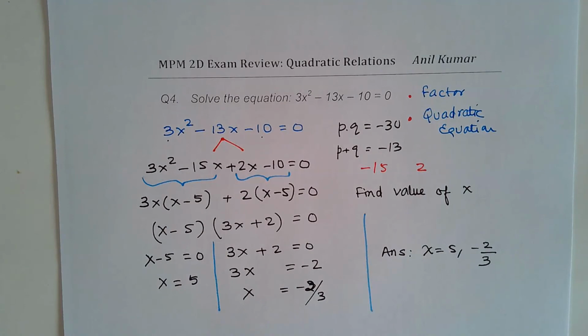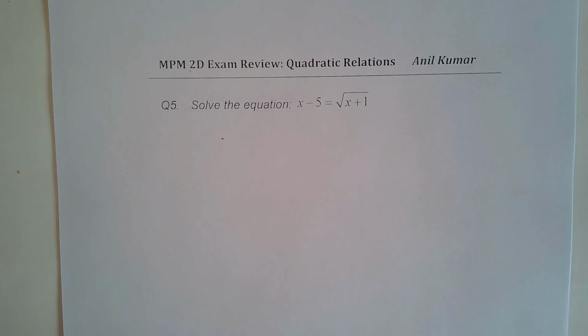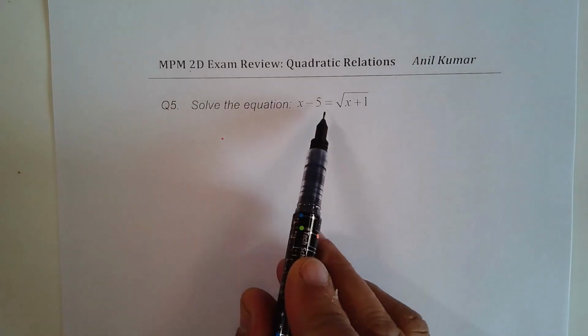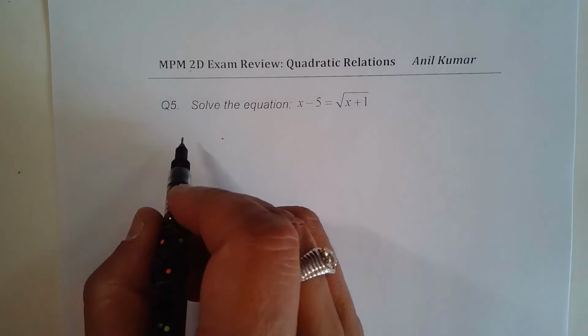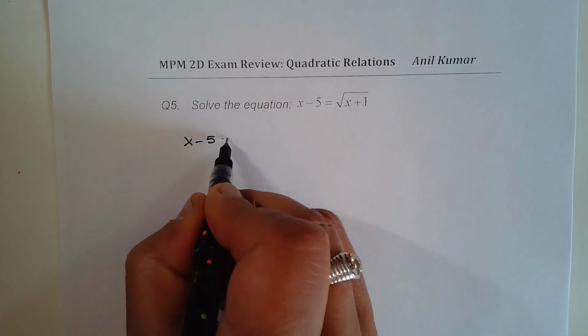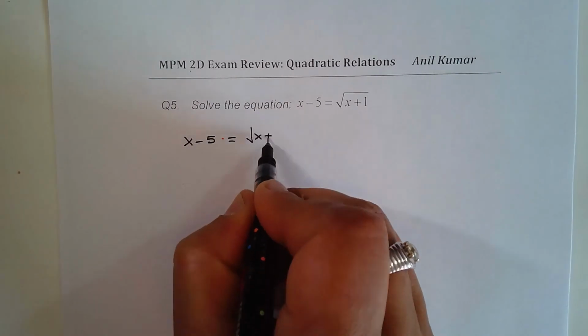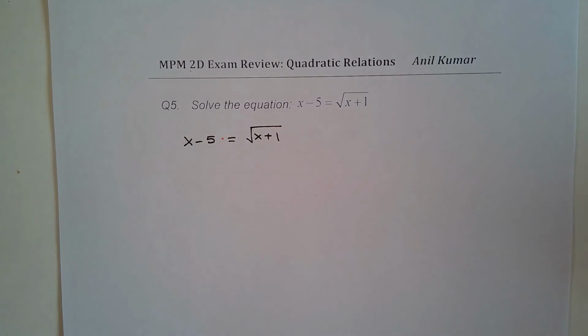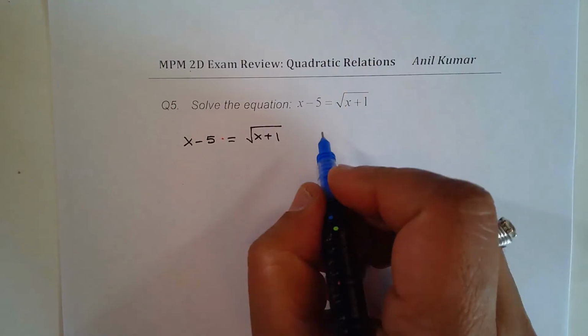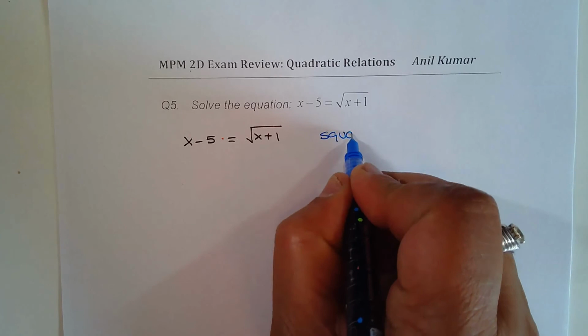Now let's do the next question. Question number 5. Solve the equation x minus 5 equals square root of x plus 1. Let's rewrite the equation. x minus 5 equals square root of x plus 1. Now to solve such equations, we should square both sides. So the first step is to square both sides.